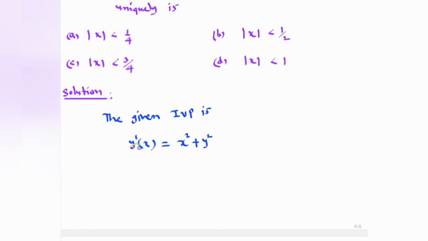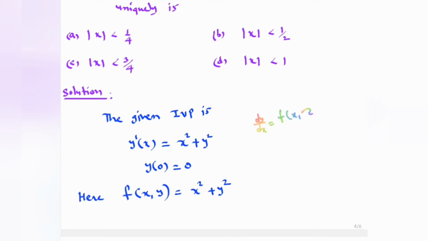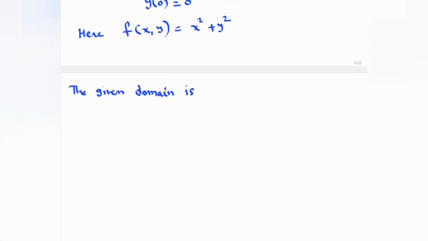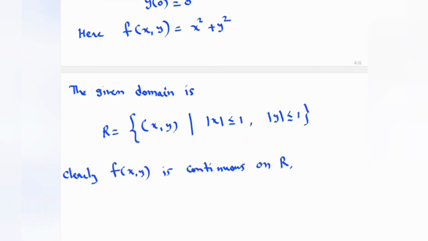The initial value problem is y'(x) = x² + y², subject to y(0) = 0. Here, if we compare it with dy/dx = f(x,y), we get f(x,y) = x² + y². And the given domain is |x| ≤ 1 and |y| ≤ 1. So here a and b both are 1.